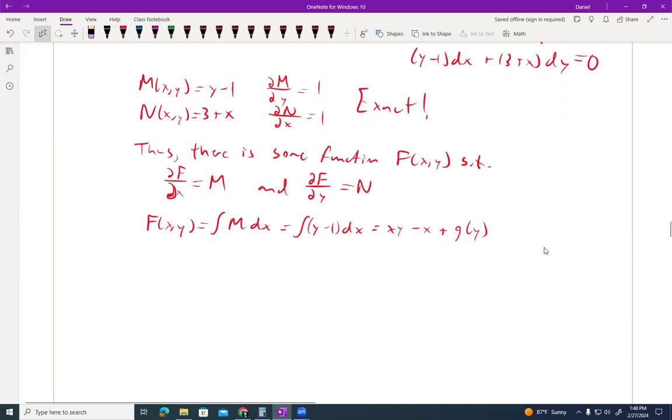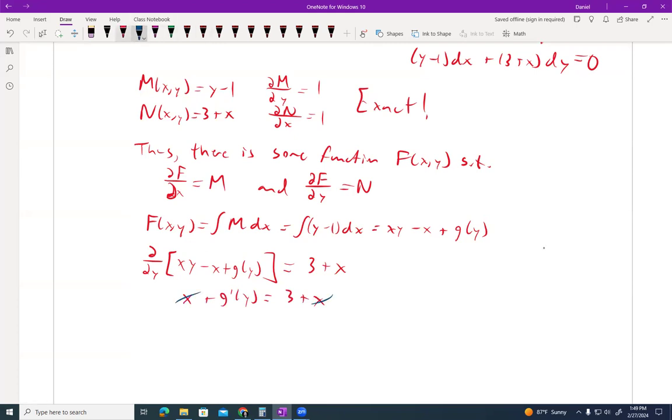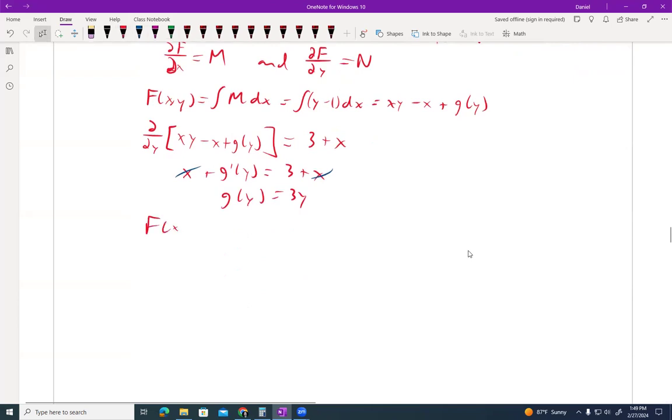Okay. Now, using the fact that the partial derivative of f with respect to y is equal to N, we could say that the partial derivative with respect to y of, well, here's our f, xy minus x plus g of y. So that partial derivative has to be equal to whatever N is, which is 3 plus x. So we take the derivative with respect to y of this thing, and we get x minus 0 plus g prime of y is equal to 3 plus x. All right, we get a little bit of cancellation here, right? So then g prime of y is just equal to 3, which means that g of y has to be equal to 3y.